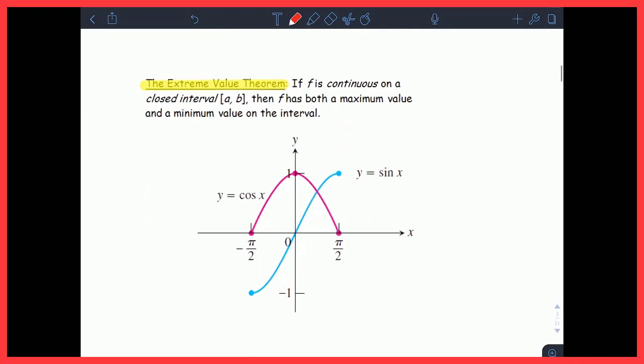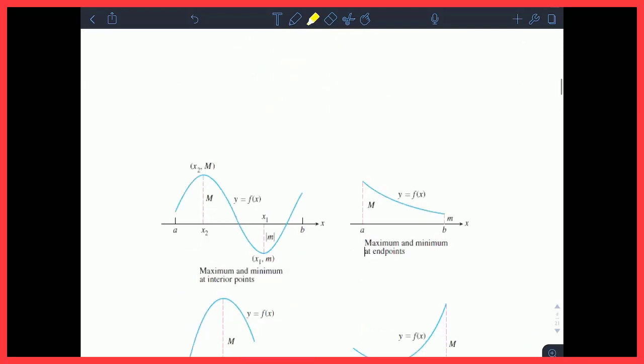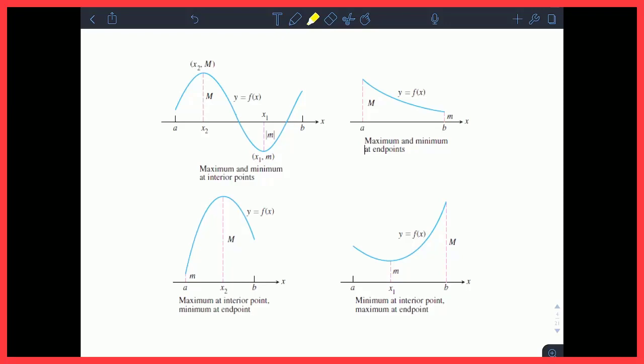So the extreme value theorem states that if f is continuous on a closed interval, then f has both a maximum and a minimum on the interval. So consider cosine x from negative pi over 2 to pi over 2. It has a minimum of 0 at both negative pi over 2 and pi over 2, so it'd be a tie. It has a maximum of 1 at x equals 0. And then sine x has a minimum of negative 1 at x equals negative pi over 2, and has a maximum of 1 at x equals pi over 2. Here's some examples of how extreme values could occur at either interior points or on endpoints.